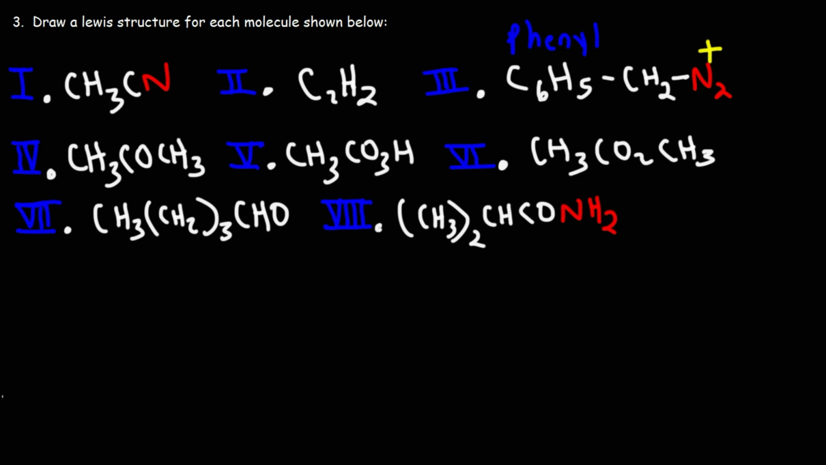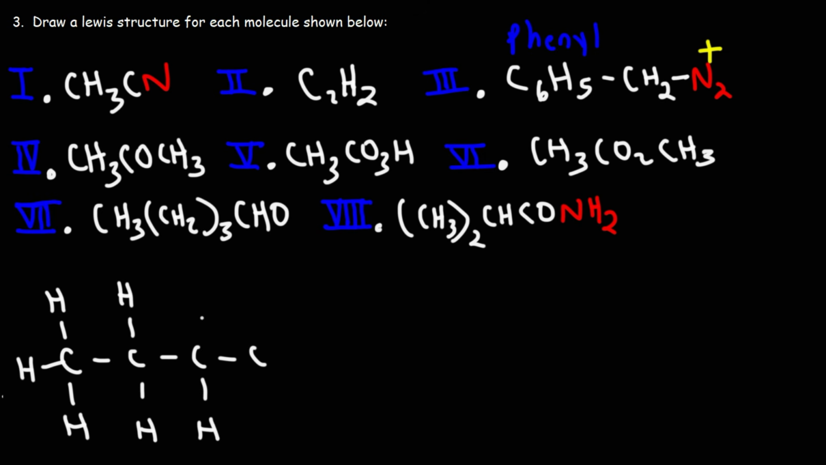Now, moving on to number 7, we have a CH3 that's attached to 3 methylene groups, 3 CH2s, and then a CHO. Whenever you see CHO, that's an aldehyde. It's a carbon with a double bonded oxygen and a hydrogen. So that's our aldehyde functional group.